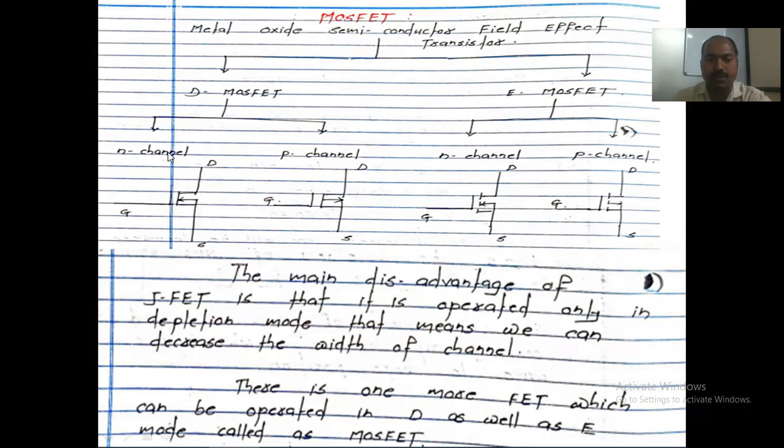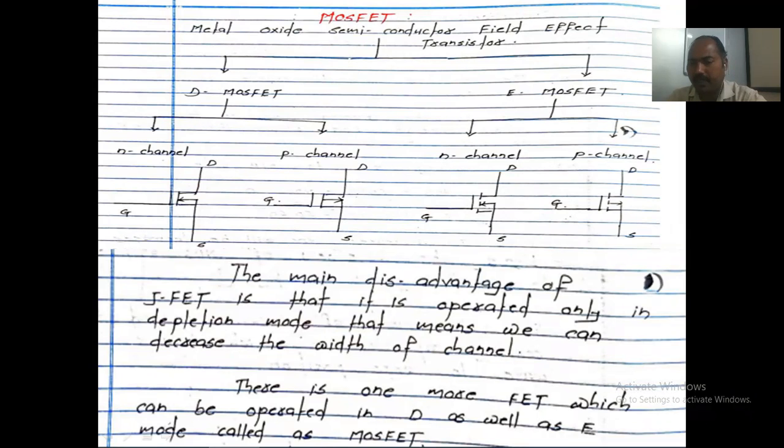So in N channel D MOSFET, the arrow is towards the inside; in case of P channel, the arrow is towards the outward. The difference between D MOSFET and E MOSFET is that in D MOSFET, the line used for the symbol is continuous. In case of E MOSFET, the line used internally should be a dotted line.